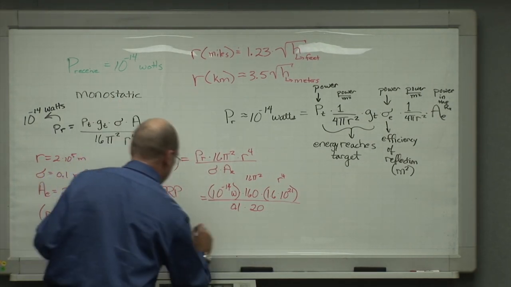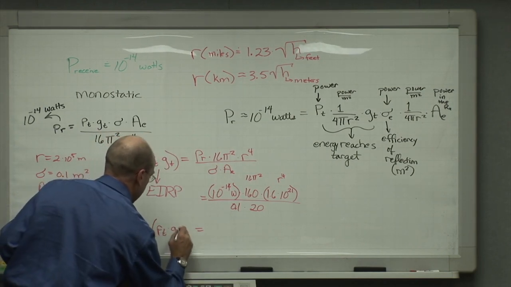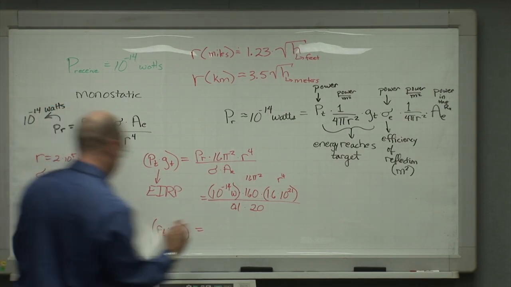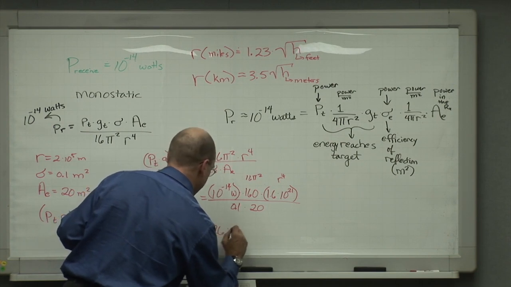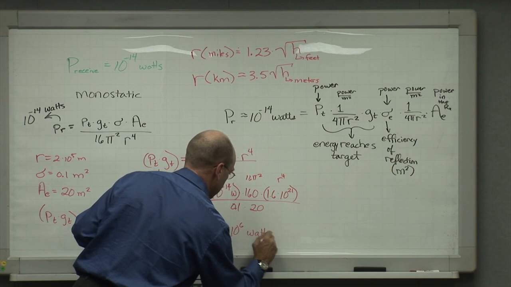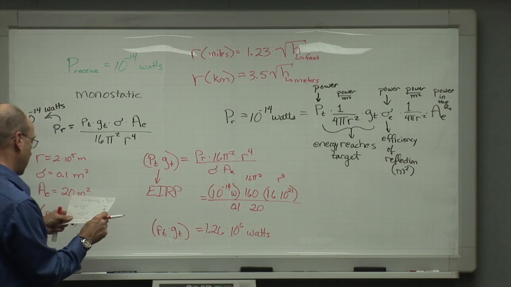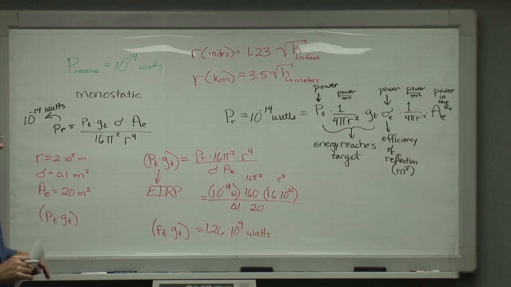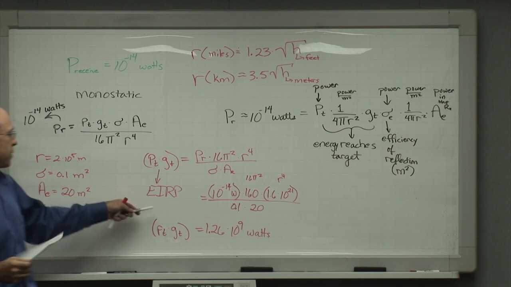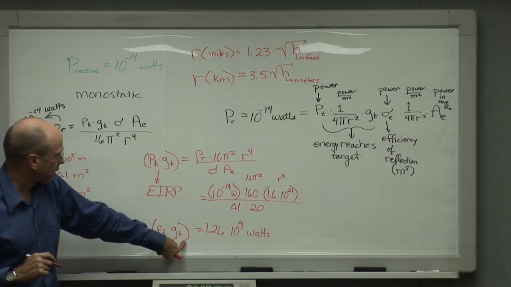So that means that PT times GT is equal to 1.26 times 10 to the 6 watts. I'm sorry, 10 to the 9th, yeah, sorry. 10 to the 9th, right. We have to generate 1.26 gigawatts in the transmitted pulse, give or take. Check my numbers and make sure I'm right, but I think I'm right about that. It's certainly in the right order of magnitude. But remember, this is the product of PT times GT.